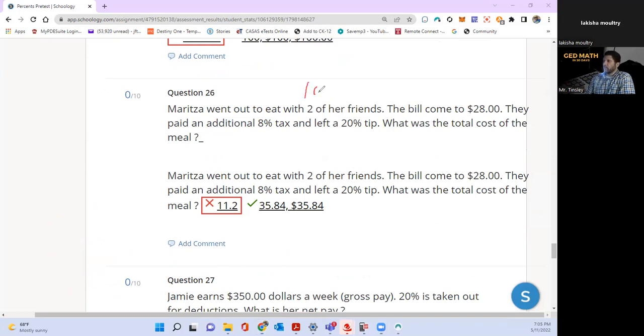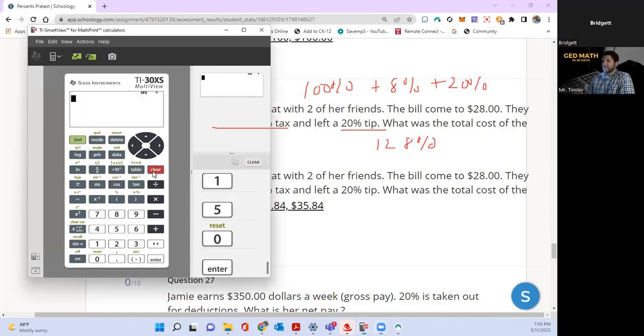The total for the meal was 100%. Additional 8%, an additional 20%. That's 128%. Grab your calculator. $28 times 1.28. Done.